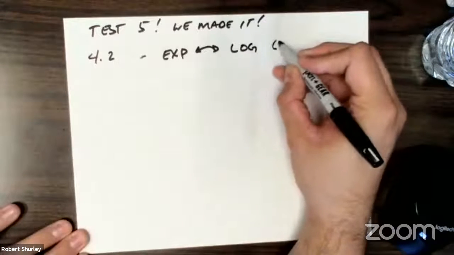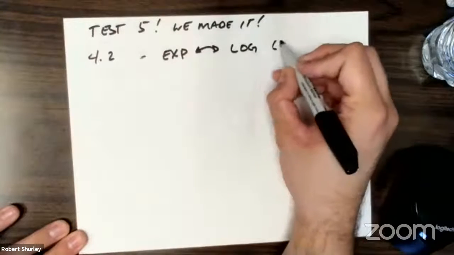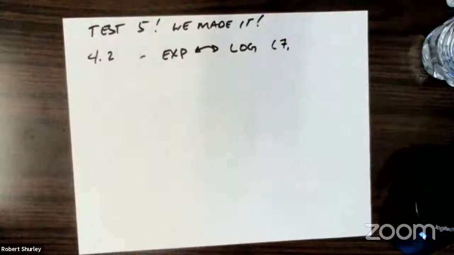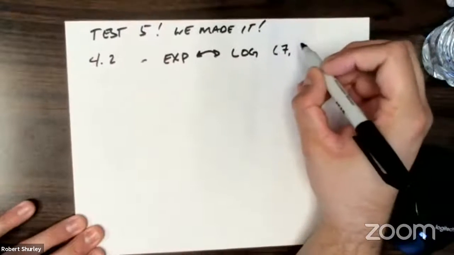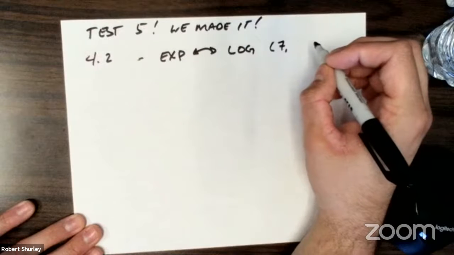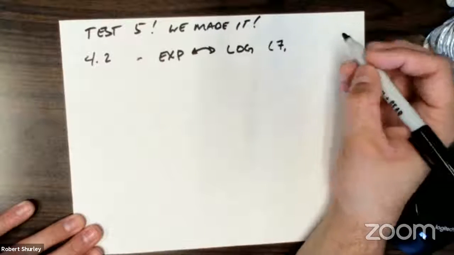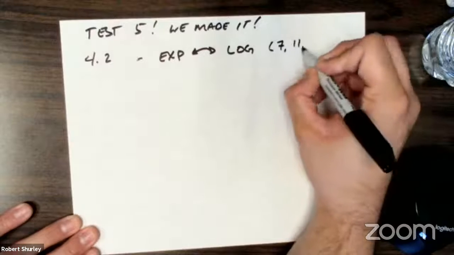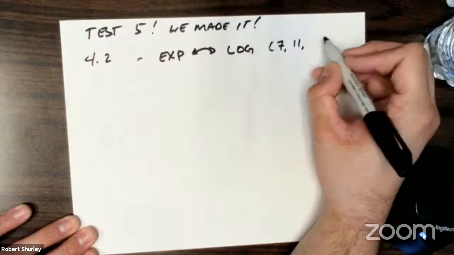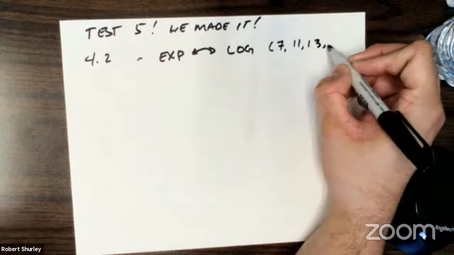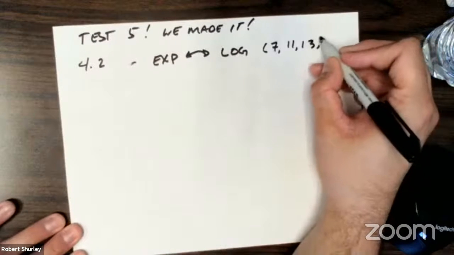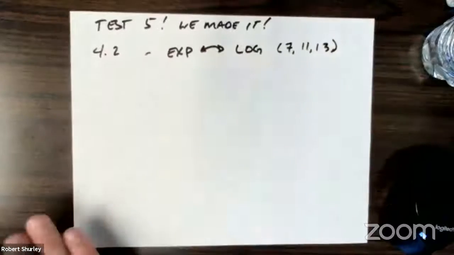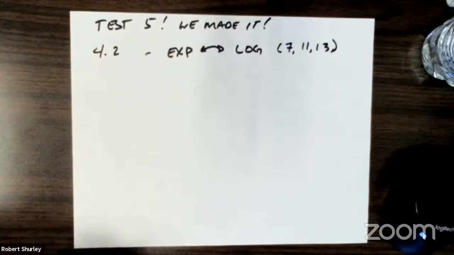Good examples in section 4.2 would be number 7, number 11, and number 13. They kind of go back and forth. Just know how to go back and forth between exponents and logarithms.